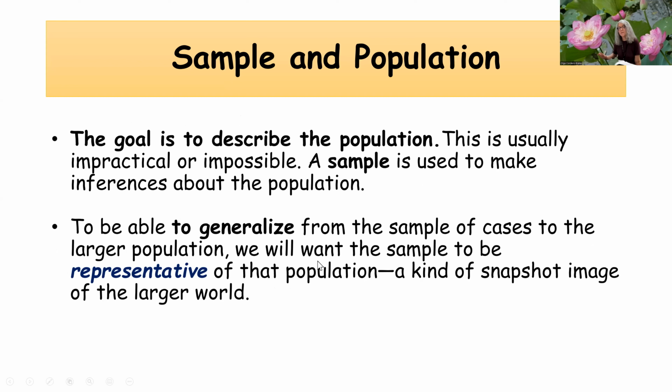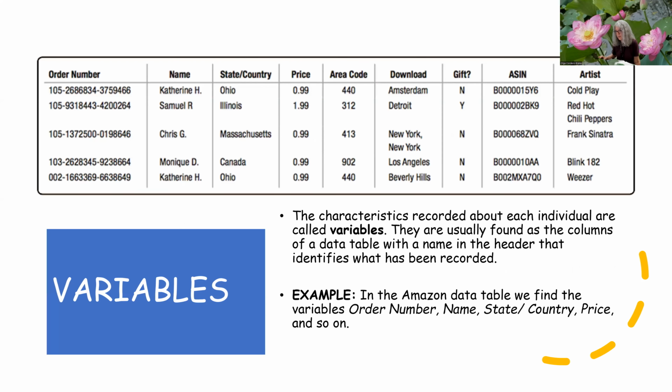Now, sample versus population. Our goal is to describe the population, having a sample that we hope is a representative sample from the population of interest. So this is data from Amazon. As we can see, if this is put in an Excel spreadsheet, it will look like that, set with lines. Here we have order number, the name of the buyer, the state, country, price, area code, etc.